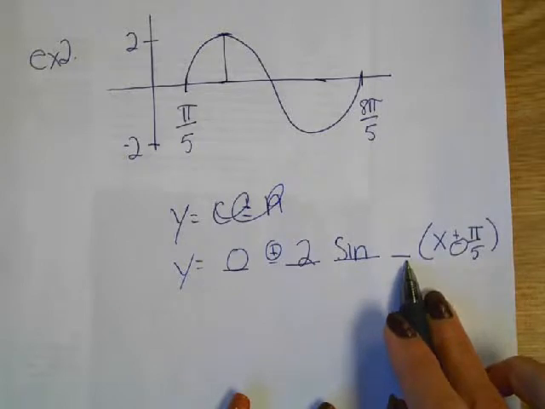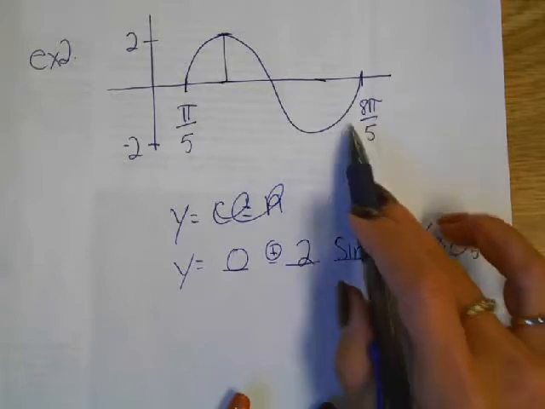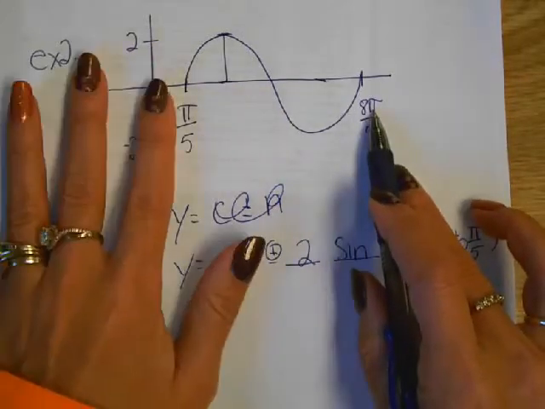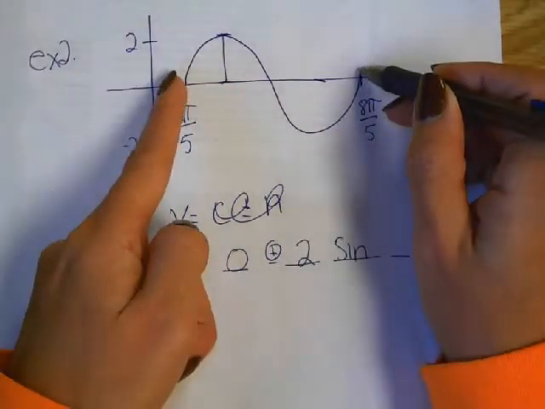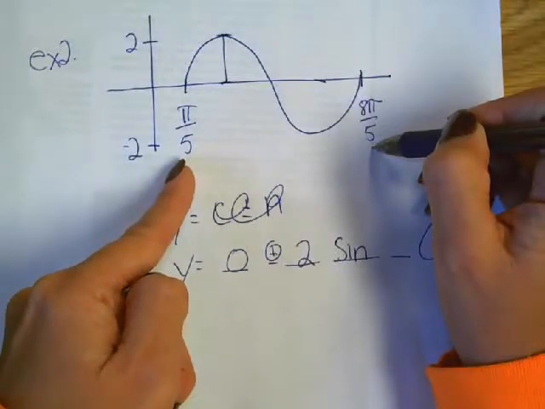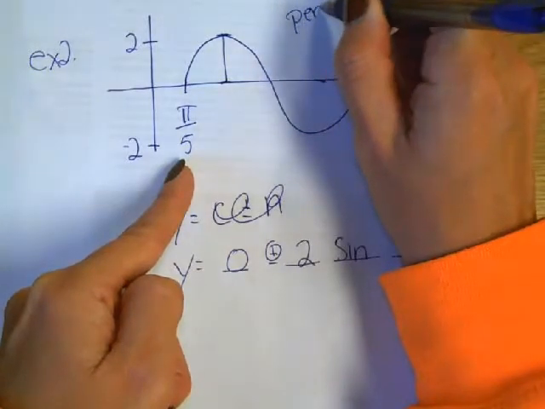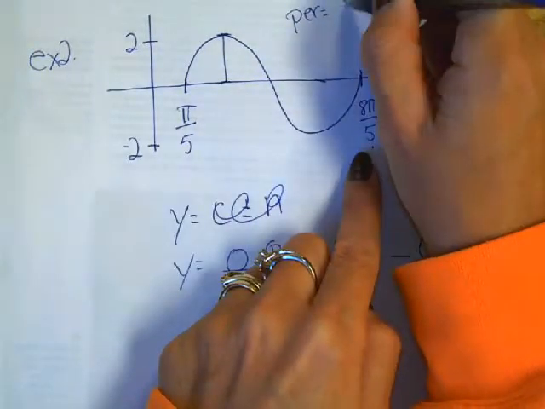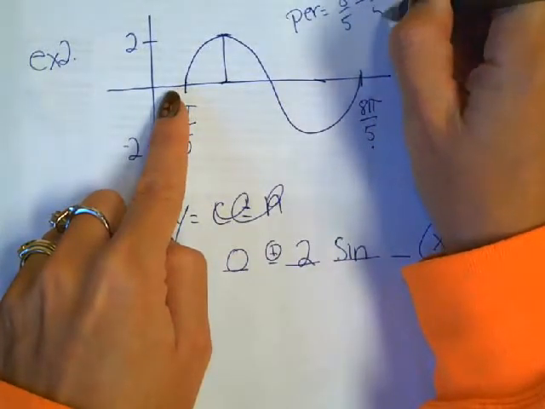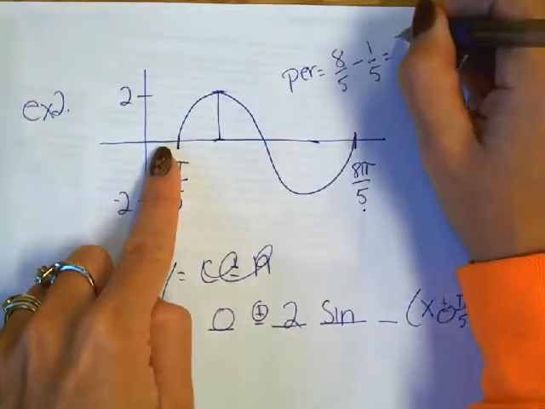The stinking B. Before, when it started at 0, we could just set up 2 pi over B equals the end number, because the end number was the period. This is not the period because it's not starting at 0. I've got to find this distance first. How do I find this distance? You got to subtract. So we're going to find the period by taking 8/5 and subtracting the beginning 1/5. So the period is 7 pi over 5.